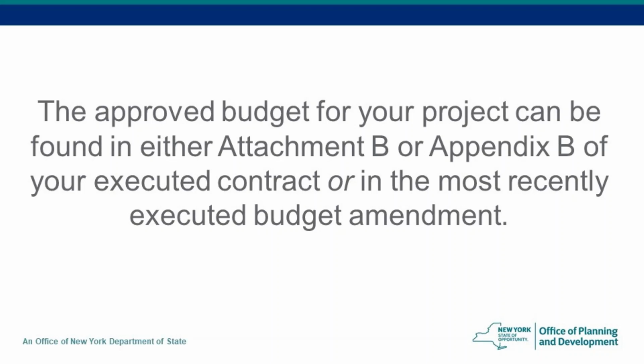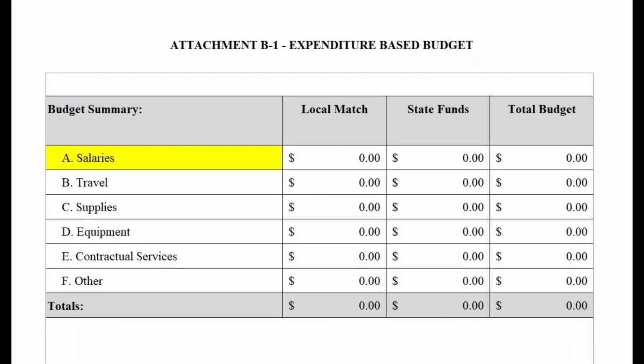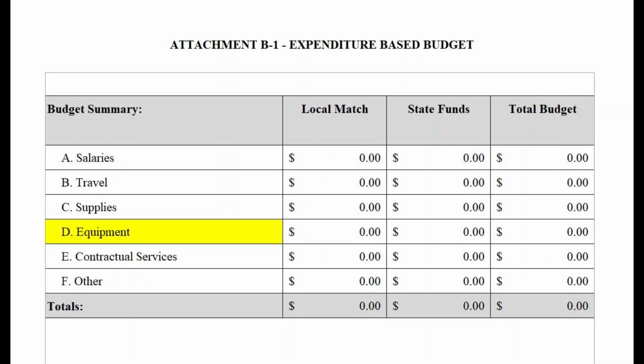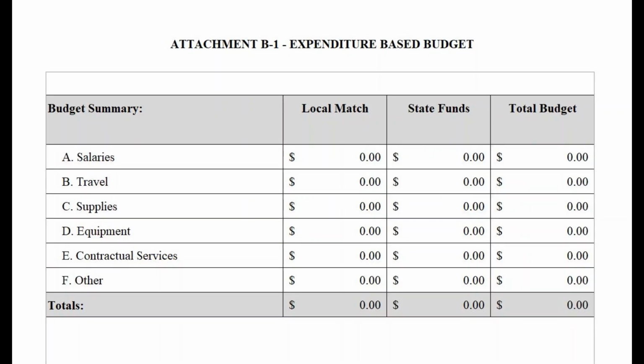The approved budget for your project can be found in either Attachment B or Appendix B of your executed contract or in the most recently executed budget amendment. The budget consists of 6 categories: salaries, travel, supplies, equipment, contractual services, and other. Entries in each category describe the types and amounts of anticipated expenditures for your project. Each entry in the budget will be referred to as a line item throughout this video.